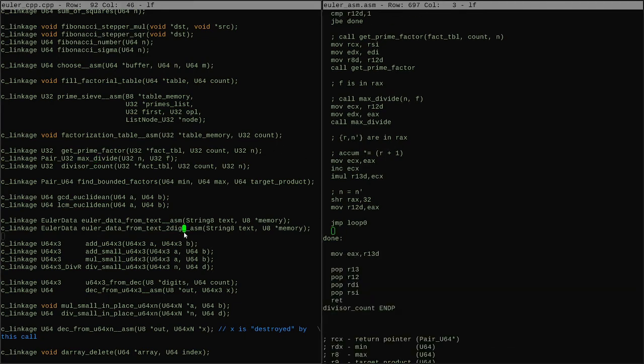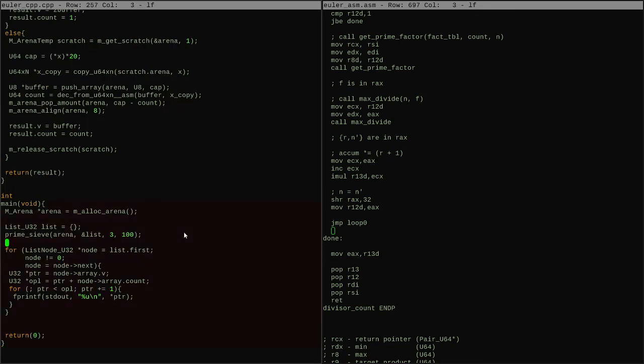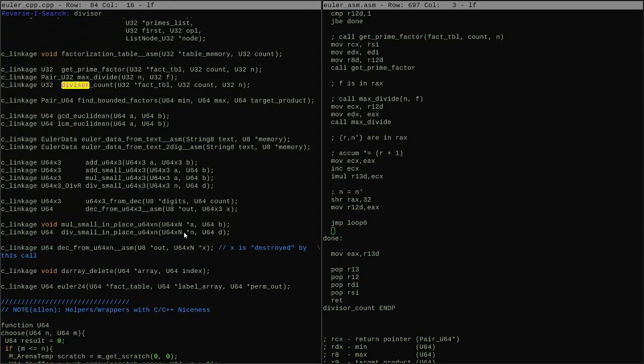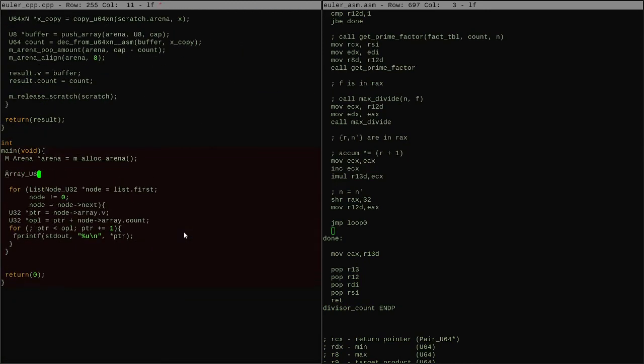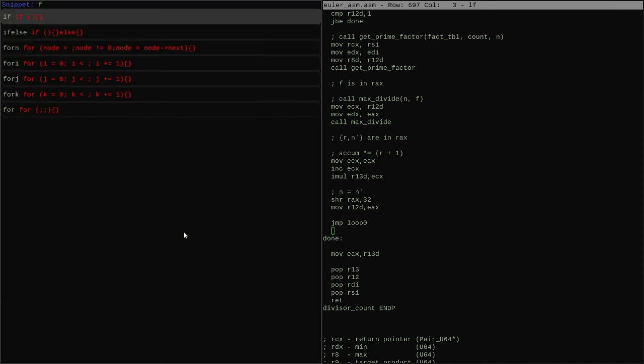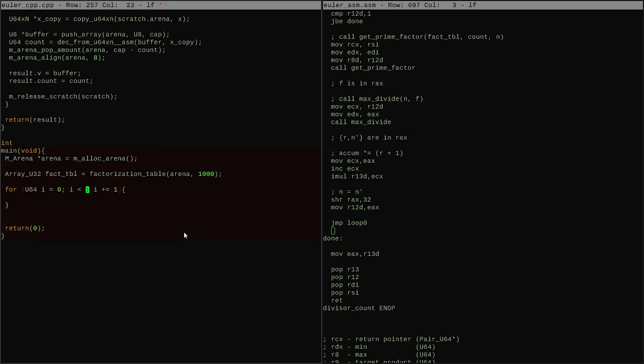So which function was that? Divisor count. So let's get some divisor counts in here. The divisor count, what parameters does it need? It needs a factorization table. So give me 1,000 slots of a factorization table. Give me a for loop. Divisor count.